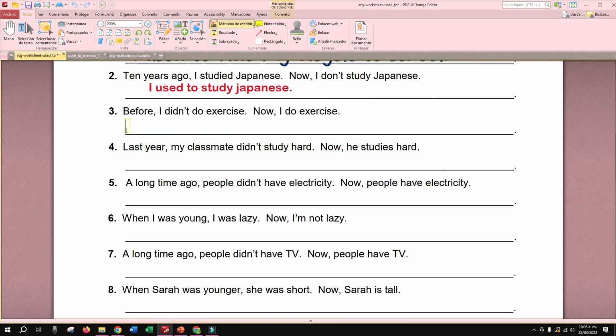Before I didn't do exercise. Now I do it. Before I didn't use to do exercise. That is negative? I didn't use to do exercise.